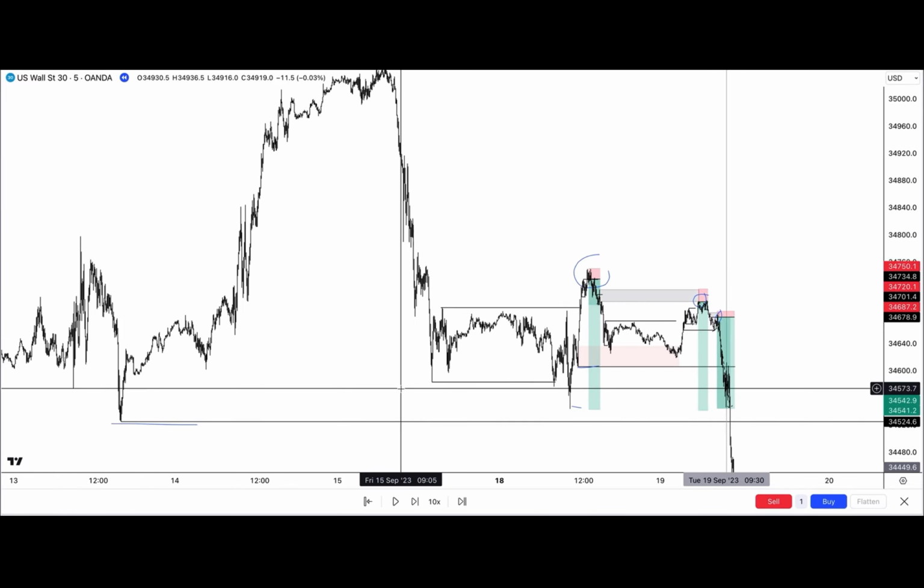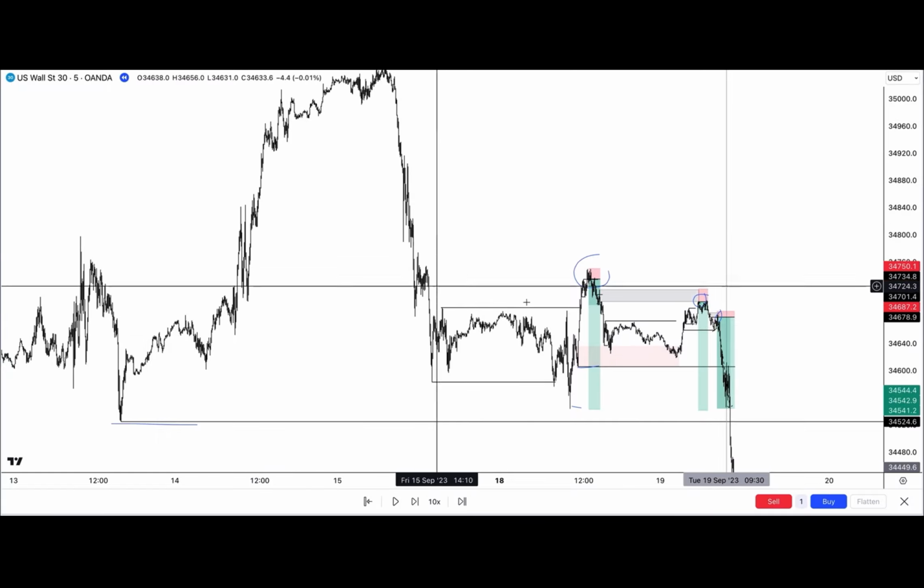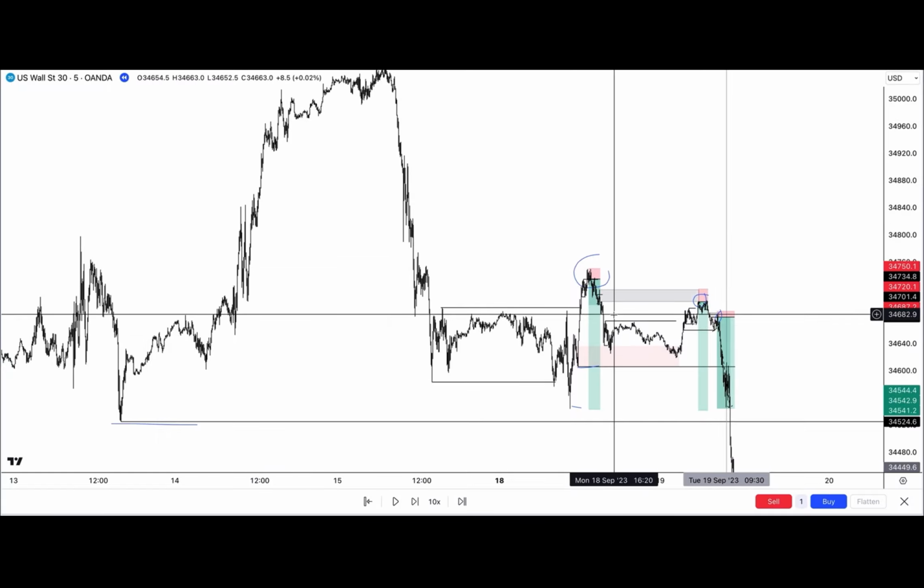So not too complicated stuff. This is just very, very clean price action. But yeah, I hope you guys enjoyed the study on the US 30.